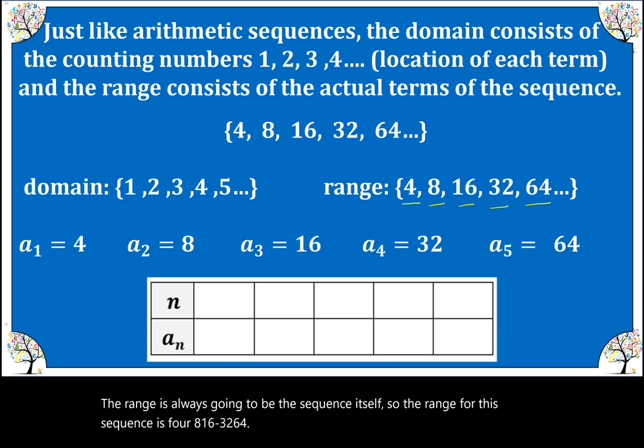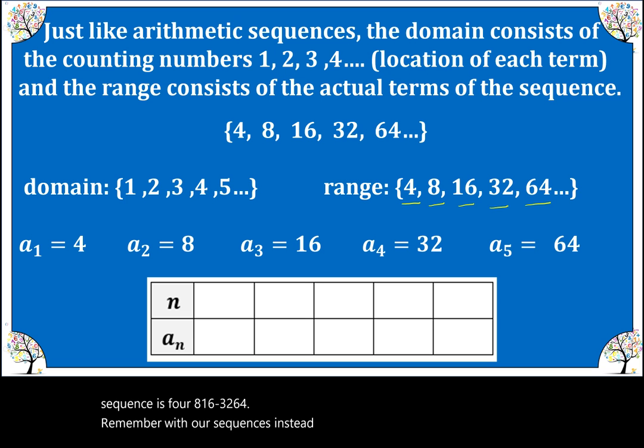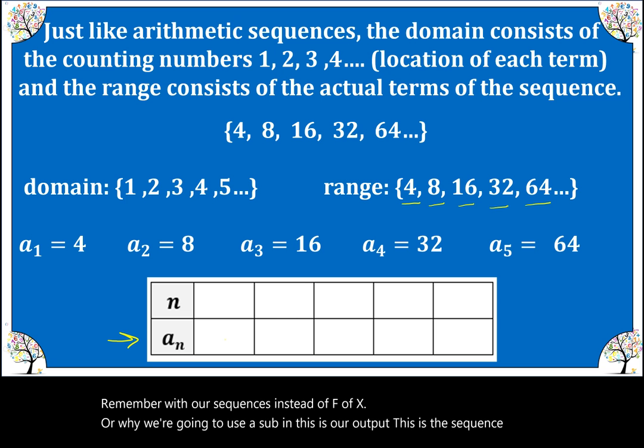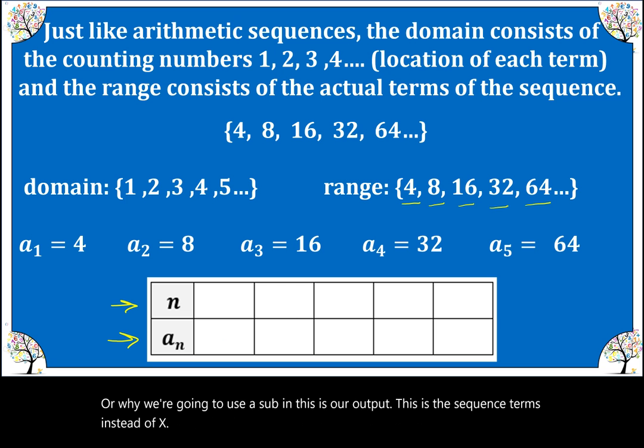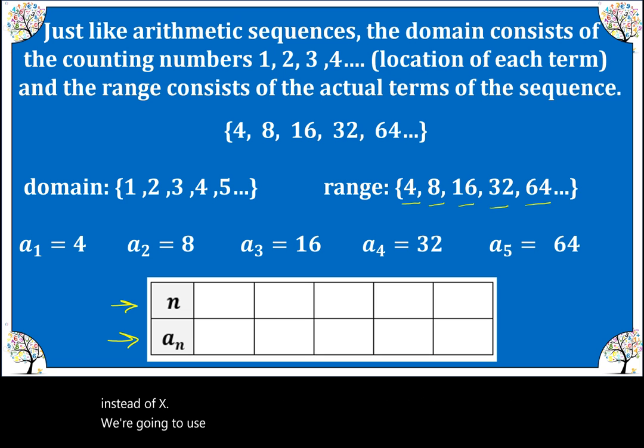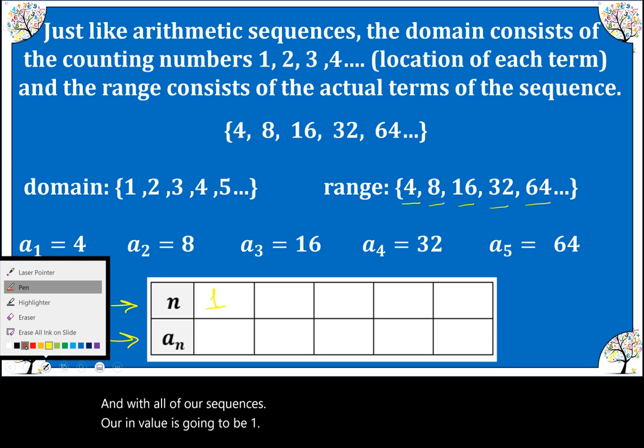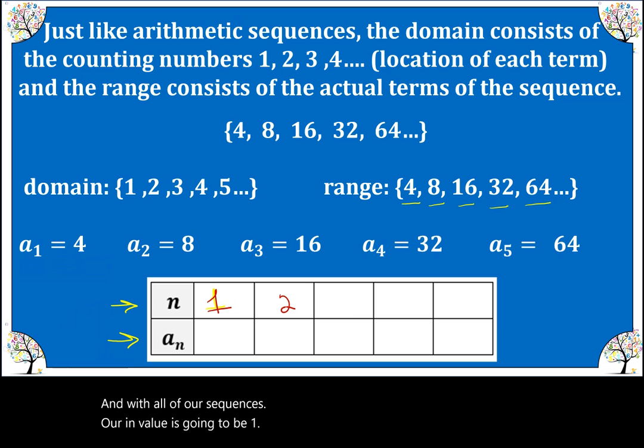Remember, with our sequences, instead of f of x or y, we're going to use a sub n. This is our output. This is the sequence terms. Instead of x, we're going to use the variable n. And with all of our sequences, our n value is going to be 1, 2, 3, 4, 5, and so on.